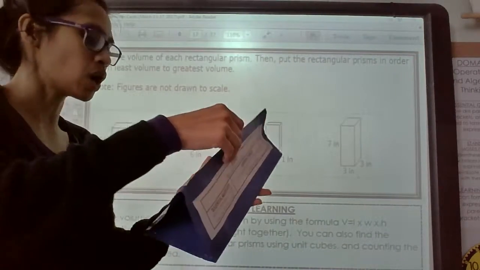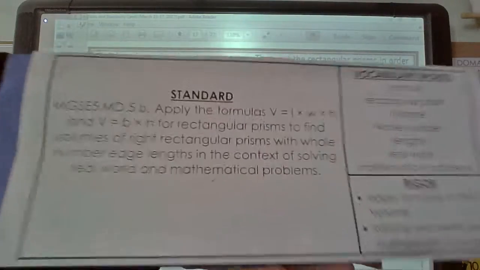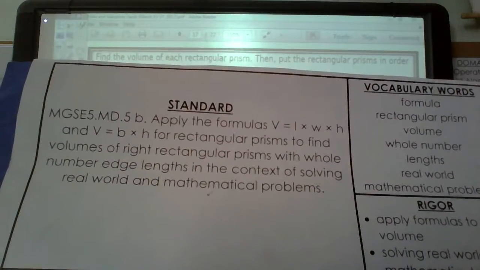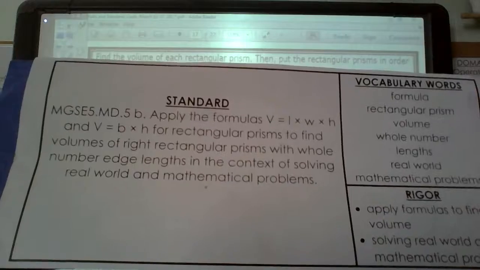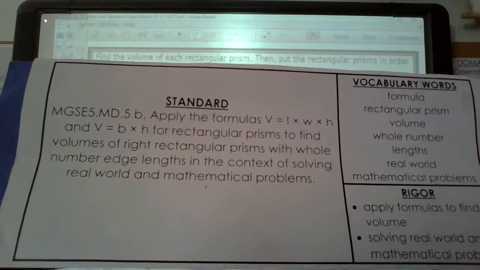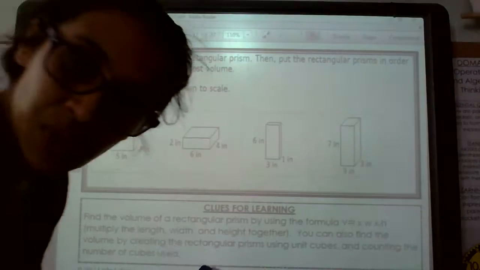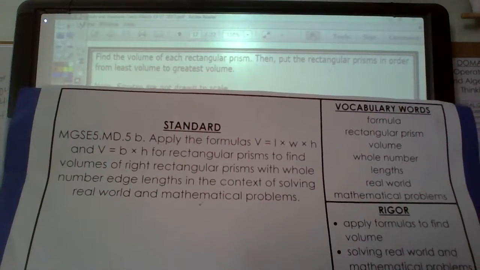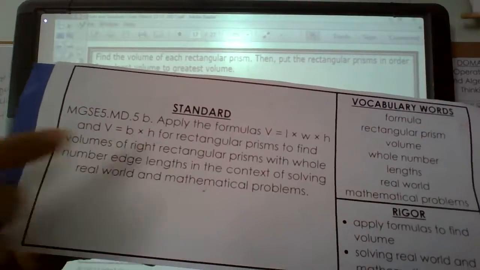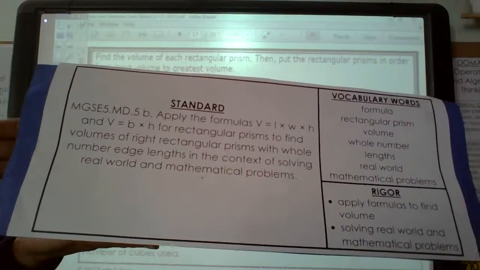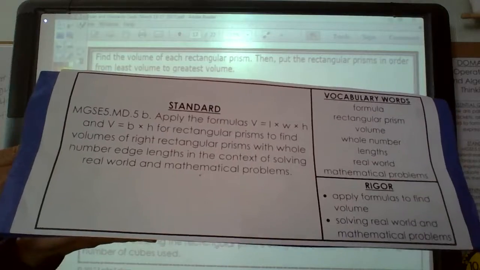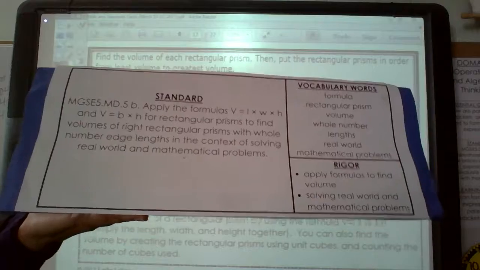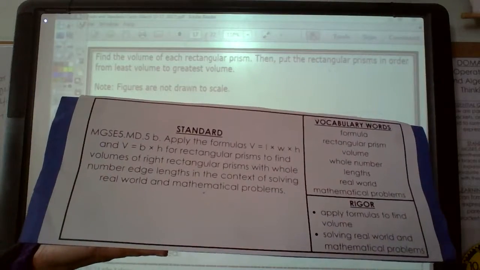All right, moving on to the standard right here. Let's read that standard together. It is MGSE5.MD.5b. Apply the formulas V equals L times W times H. That's length times width times height. And V equals B times H. That means volume equals base times the height. For rectangular prisms, to find volumes of right rectangular prisms with whole number edge lengths in the context of solving real world and mathematical problems.